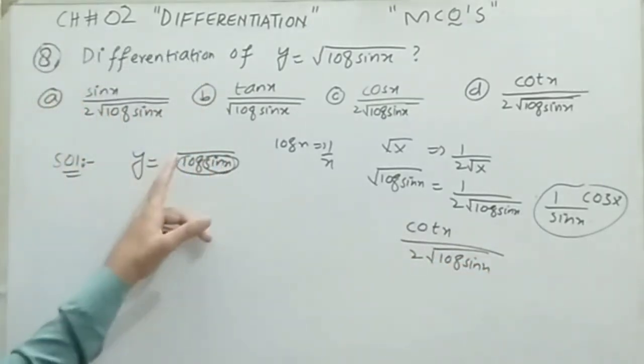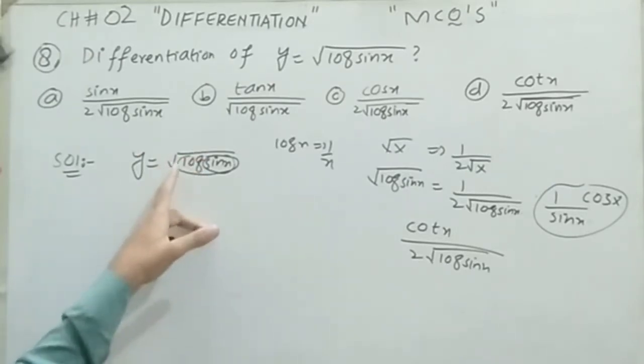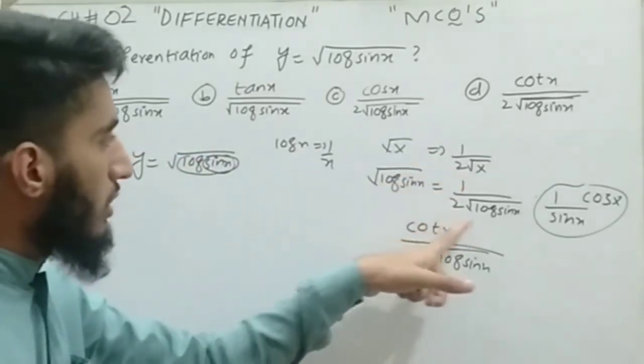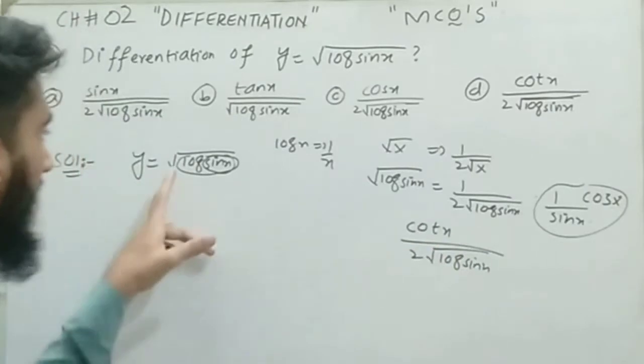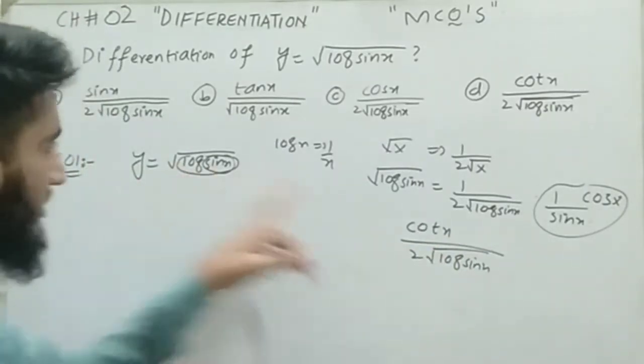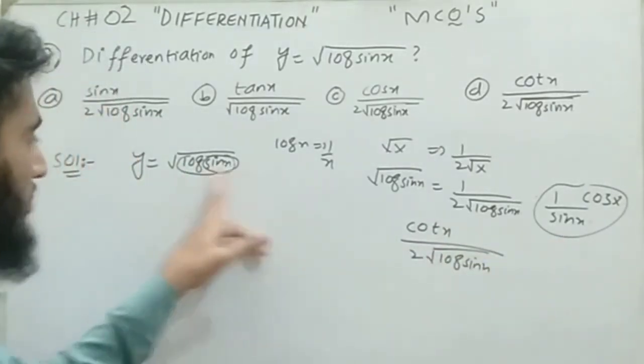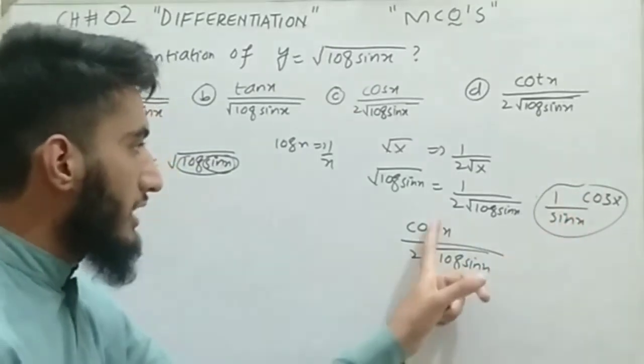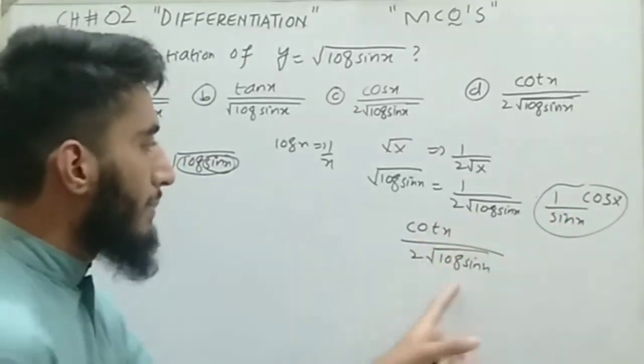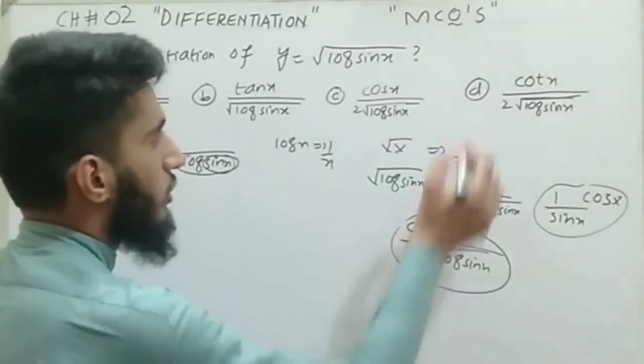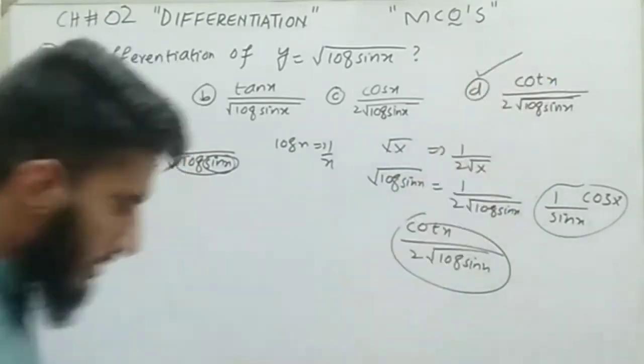First we will differentiate log of sin x under the root, just like 1 over 2 root x. So it becomes 1 over 2 root of log sin x. After this, the derivative of log sin x is 1 over sin x, and after this the derivative of sin x is cos x, and cos x by sin x is cotangent x, divided by 2 under root of log of sin x. So this is the required derivative. Option number D is the right option.